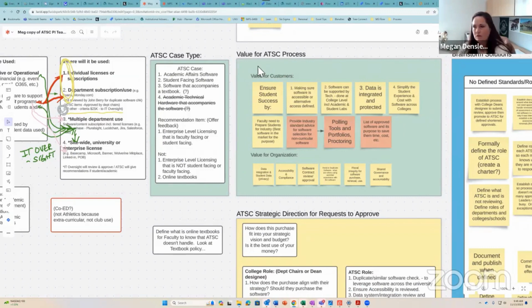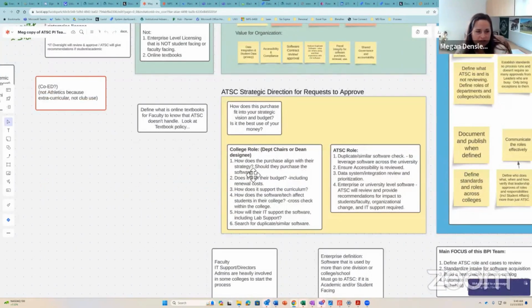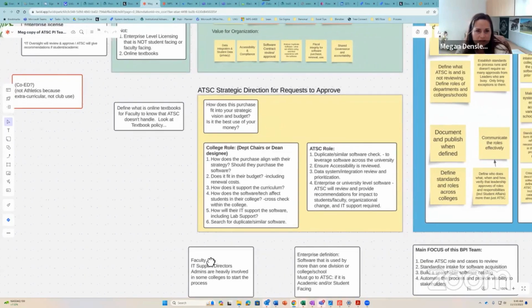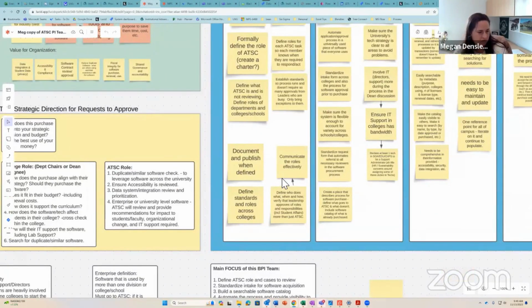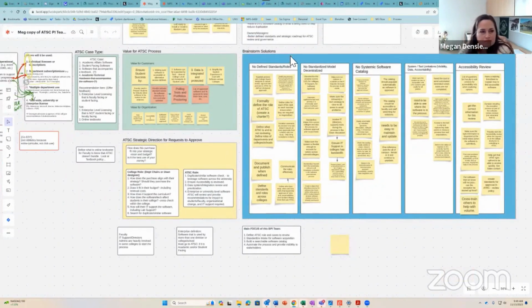We used this for all of our messaging as we rolled this process out to campus. So super vital right here, what we did in that box. And then here we defined roles. Okay, this is what the college department chair role entails, and this is what ATSC's role is. And then we did our brainstorming here. Let's zoom out a little bit on our root causes. So these were the solutions that we identified.